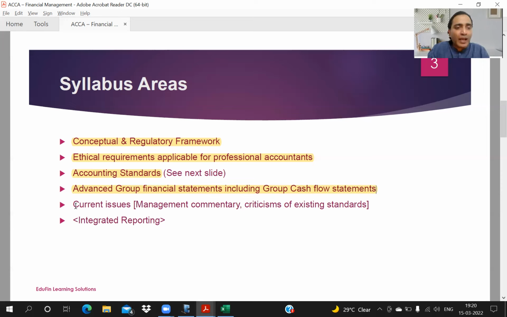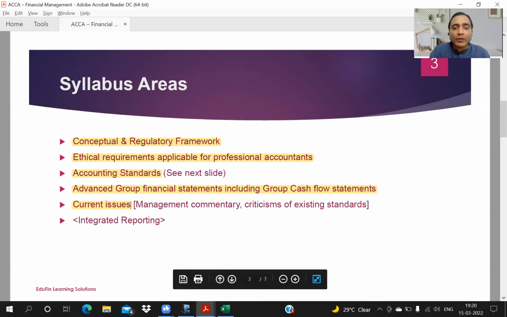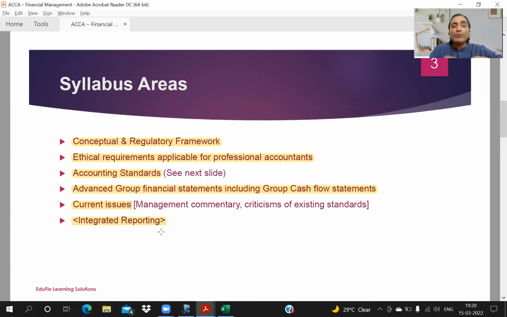And lastly, you have a topic called integrated reporting. Anyone aware of this topic, integrated reporting, by any chance? What is integrated reporting? Okay, Shakti says no. So yes, we would be studying integrated reporting for the first time now. Although it is more of a theoretical topic, it is very important, and it is the future of the financial reporting industry.